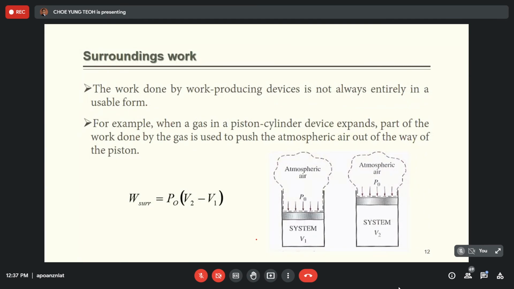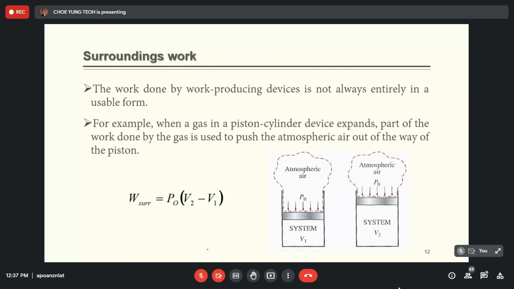Other than the work to the system or work from the system, we still have one term called work to the surrounding. Work to the surrounding is something like the work done by a work producing device. Sorry, the work done by the work producing device is not always entirely in usable form. For example, when the gas in the piston cylinder device expands, part of the work done by the gas is used to push the atmospheric air out of the way of the piston.